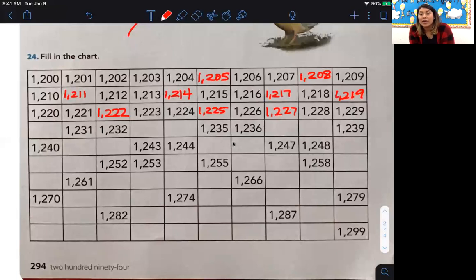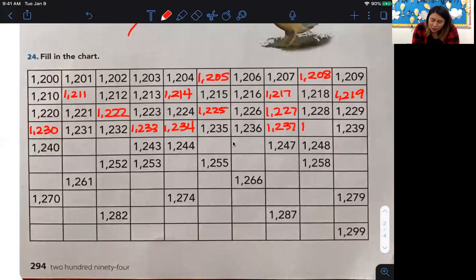1,228, 1,229, 1,230, Josiah. 1,231, 1,232, 1,233. What's next, Olivia? 1,234, 1,235. That's a tongue twister, guys. This is so many numbers. 1,235, 1,236. What was that, Macy? Did you say 37? You're right.